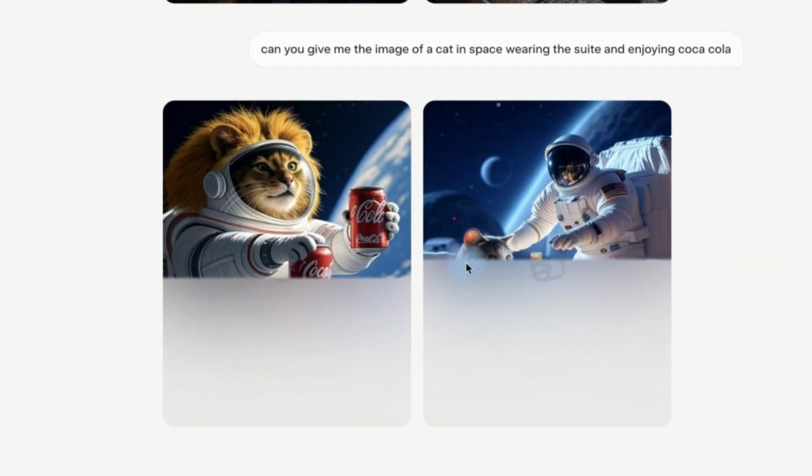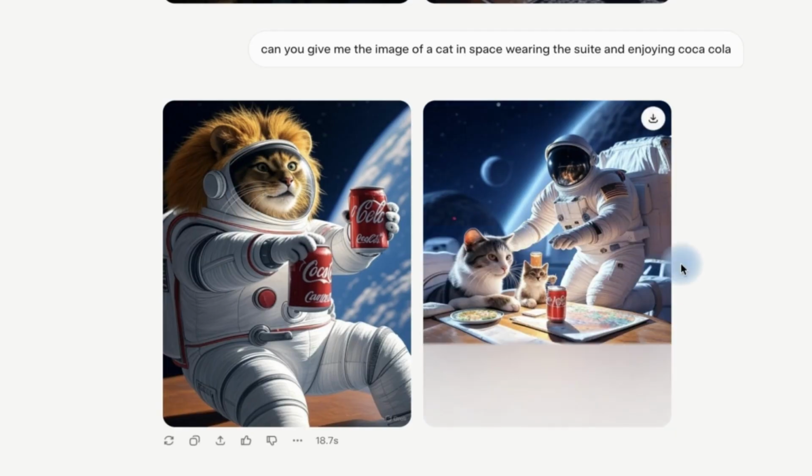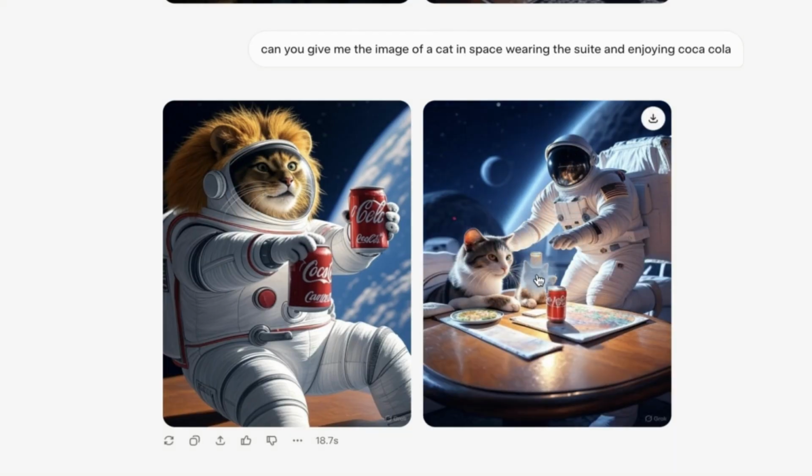Take a look at the cat. It is really enjoying a Coca-Cola and wearing the suit. Look at it, it's really in space and enjoying the Coca-Cola. This is really, really wonderful, and you can download it and share. So this is just an idea of the fact that you can use Grok to generate images completely free of charge.